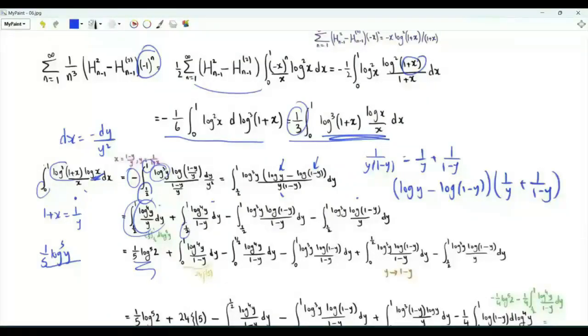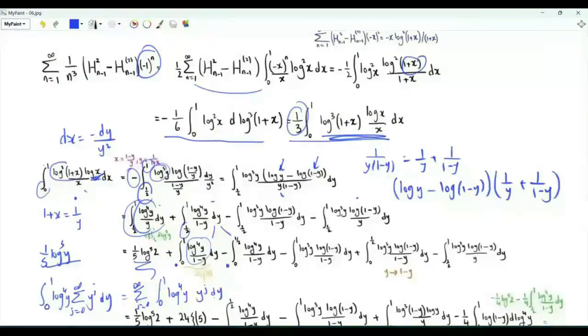The integral y from 1/2 to 1 of log y to the power 4 over 1 minus y can be written as the difference between two integrals: an integral from 0 to 1 minus an integral from 0 to 1/2. To evaluate this integral, we can write integral y from 0 to 1 log y to the power 4 summation over non-negative integer j of y to the power j. Integrating term by term, we have summation j from 0 to infinity, integral y from 0 to 1 log y to the power 4 y to the j.